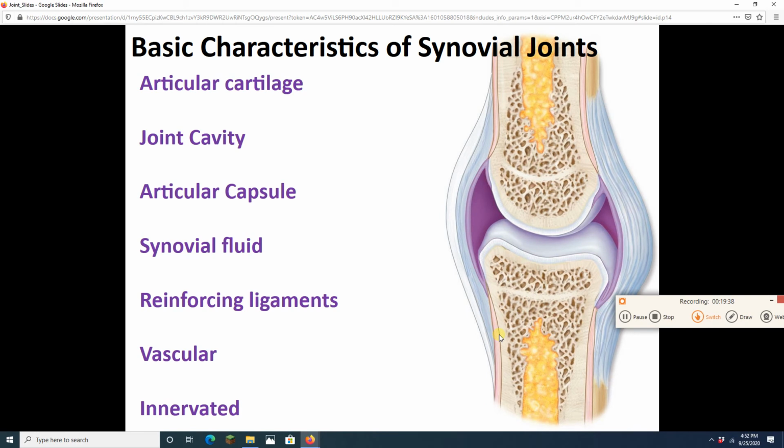Let's start with some basic characteristics. There are 7 basic characteristics of synovial joints. They have articular cartilage. There is a joint cavity. There is an articular capsule. There is synovial fluid, reinforcing ligaments, vascularization, and innervation. Those are my characteristics. All right. I see a synovial joint right here.